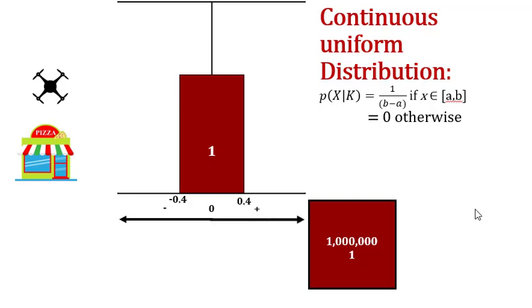Basically, in a uniform distribution, all the values within the interval have the same probability density. And values outside the interval that we are interested in have zero probability density. Okay, so basically this is the continuous distribution.